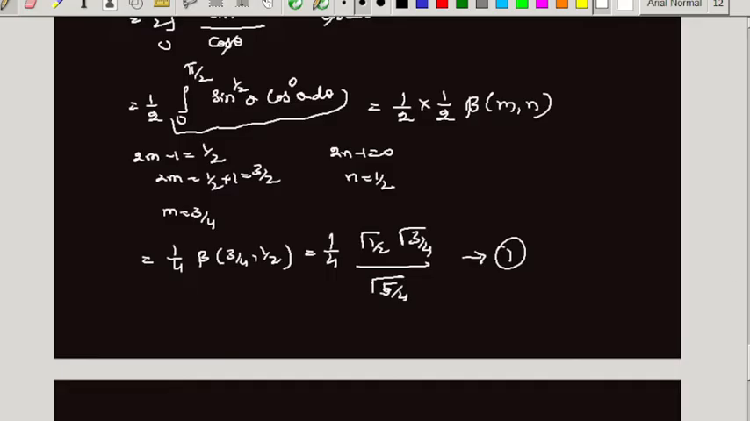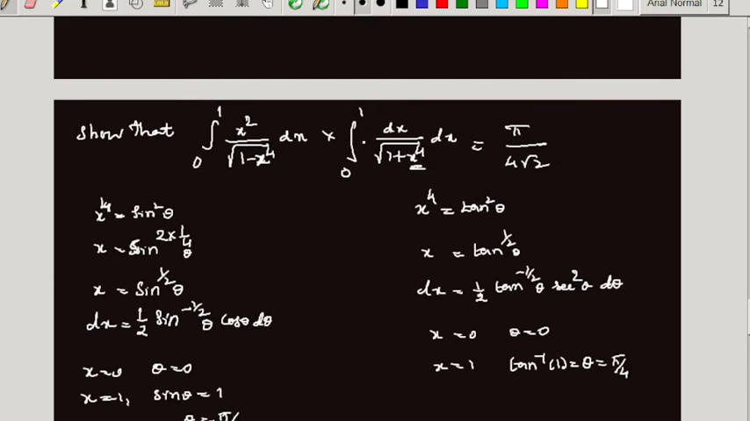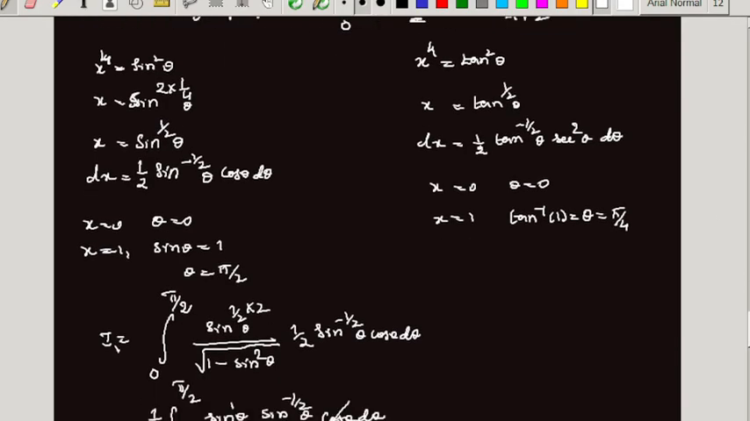The second part of the question. What is the second part of the question? dx by square root of 1 plus x power 4 is there. The second part, we write it as integration 0 to 1 dx by square root of 1 plus x power 4.